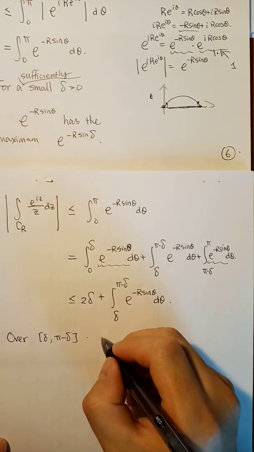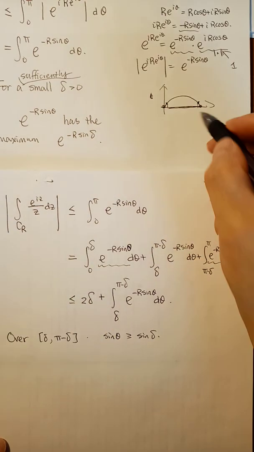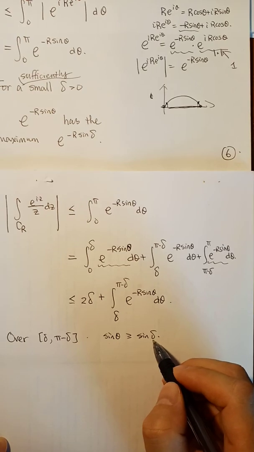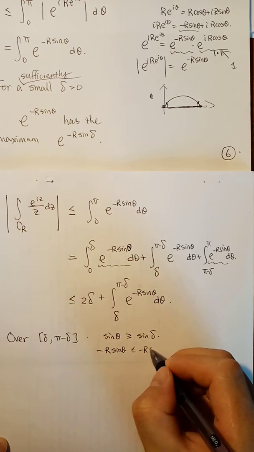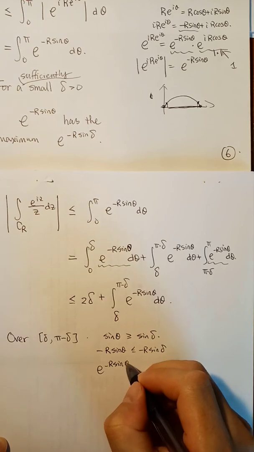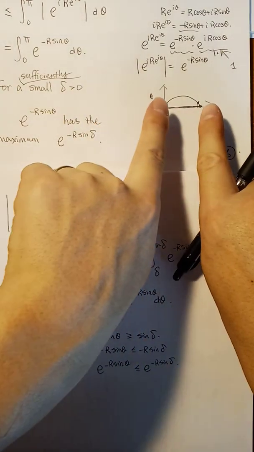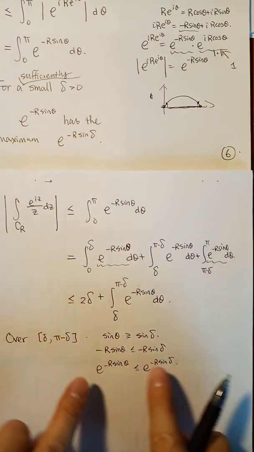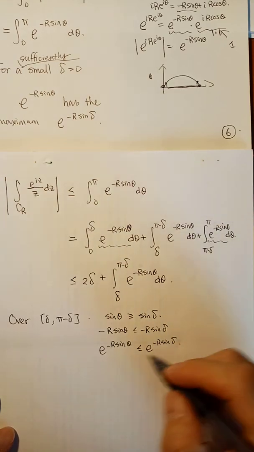Over this interval, sinθ is always greater than or equal to sin δ, because you see here, it's above the curve. So negative R sinθ is less than or equal to negative R sin δ. And then you take the exponential, so e to negative R sinθ is less than or equal to e to negative R sin δ. So for any delta you choose, you get this. You choose another delta, you get another one. So delta is between 0 and π over 2. Okay, so this is always correct.